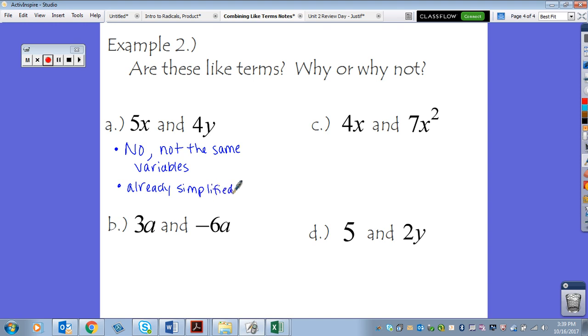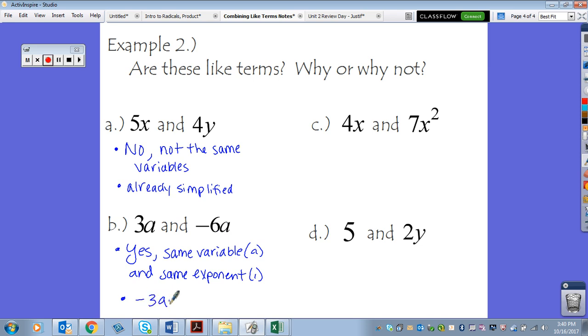Okay, the next ones, B, 3a and -6a. Are they like terms? Take a second to think about it. We would say that these are like terms because they have the same variable, and that variable here is a, and they have the same exponent, and that exponent here is 1. If we were trying to simplify them, we would add their coefficients, 3 and -6, and we would get -3a. That's the simplified version.